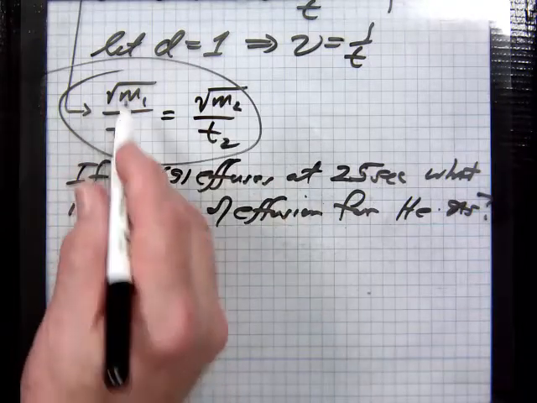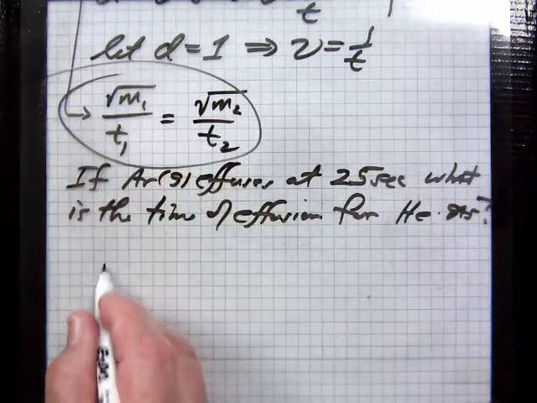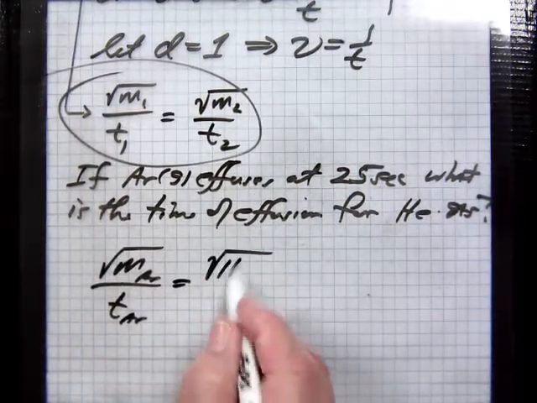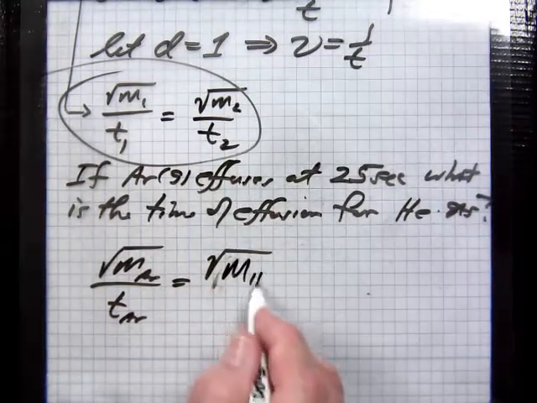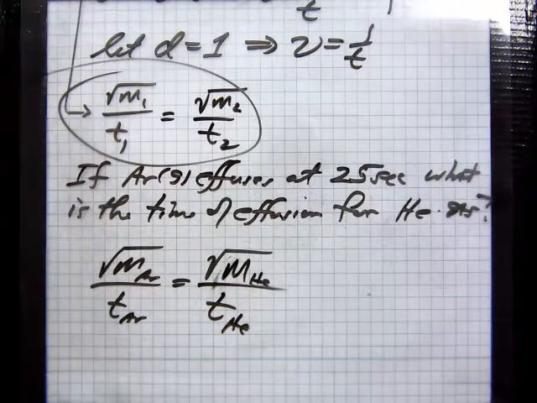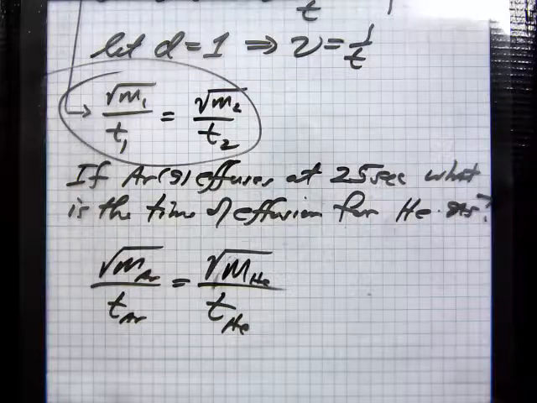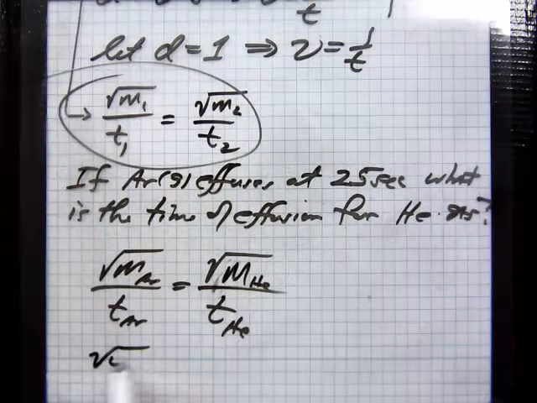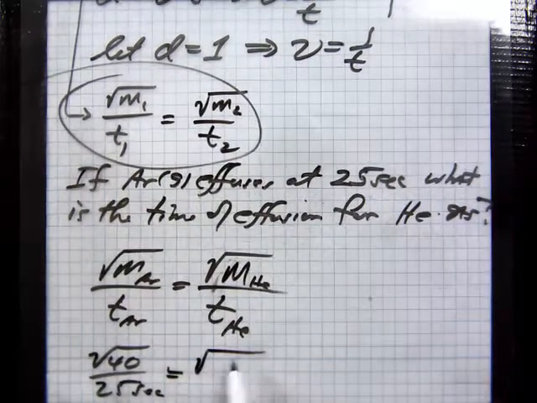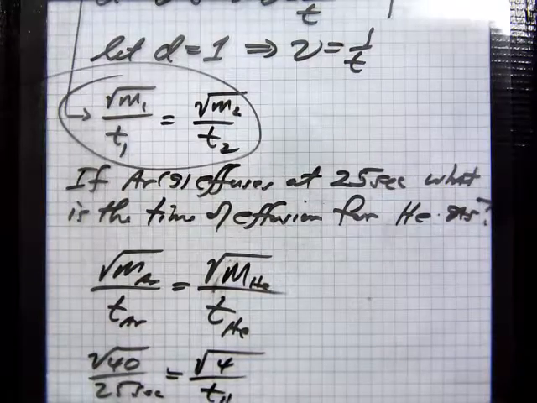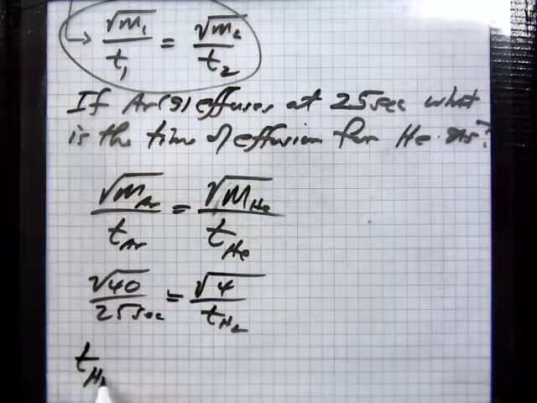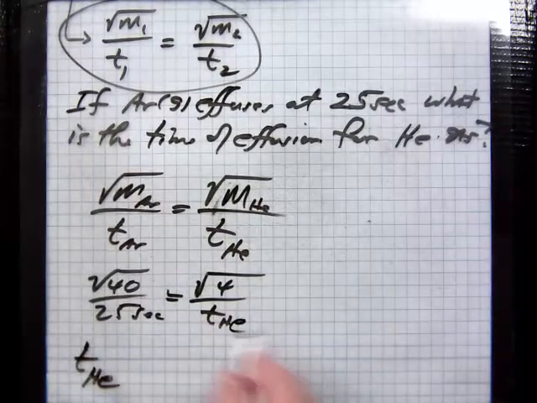So if we let M1 be the argon, square root of M argon, that's the time of argon diffusion, square root of helium over time of helium diffusion. So argon is what? 40. So we have square root of 40 over 25 seconds, and square root of helium over unknown. And so solving for the time of diffusion for helium, not hydrogen, helium.